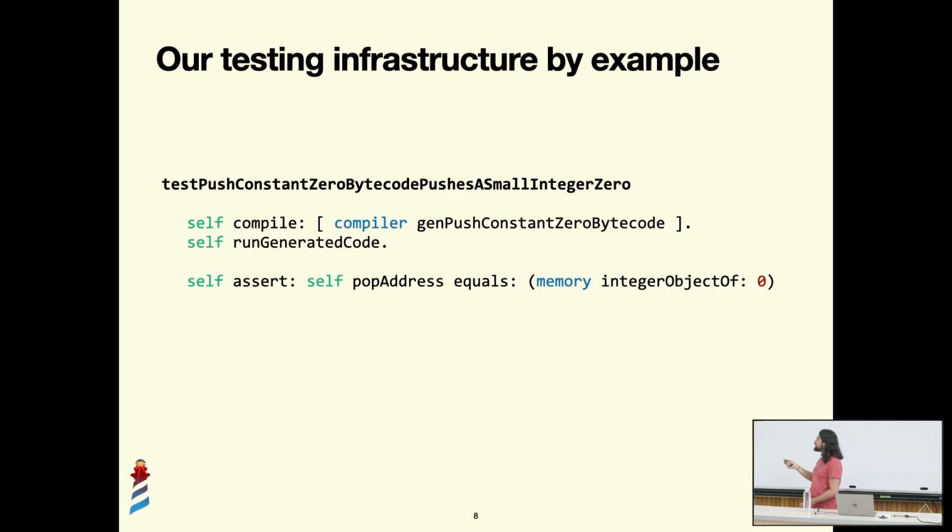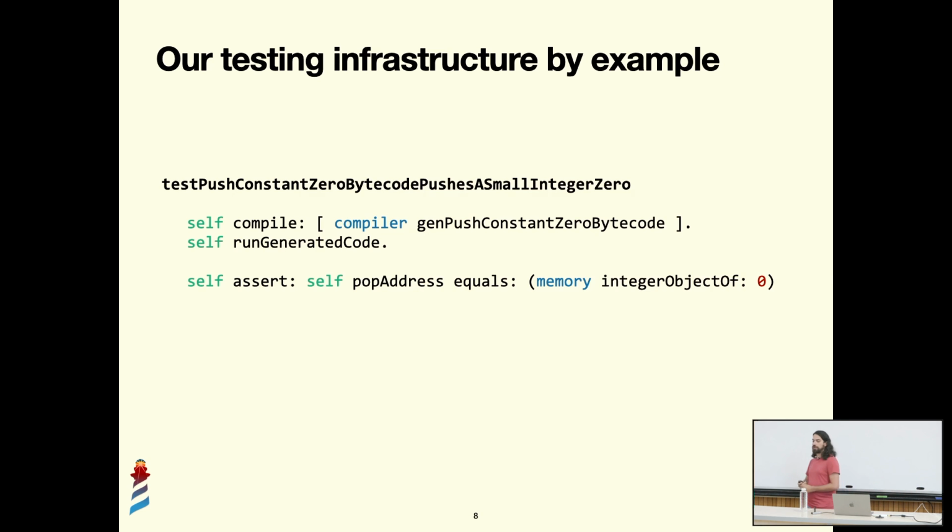So this test is testing that if we compile the push constant 0 bytecode, so there's a bytecode instruction that pushes the constant 0, it will actually push the small integer 0. And this test has 3 lines of code. So it compiles this bytecode here, and then we run the generated code, and then if we pop what is in the stack, we want to get the integer object 0. This was probably not the first iteration of this test.